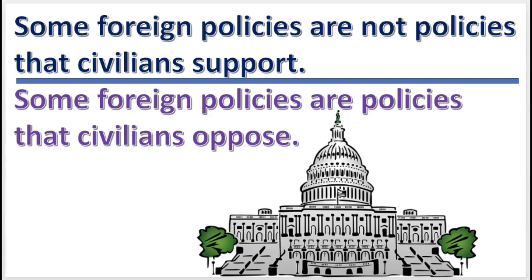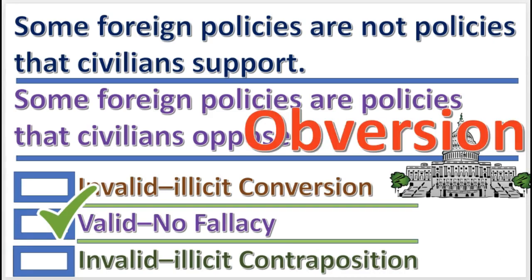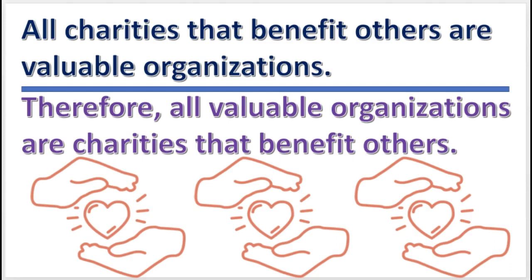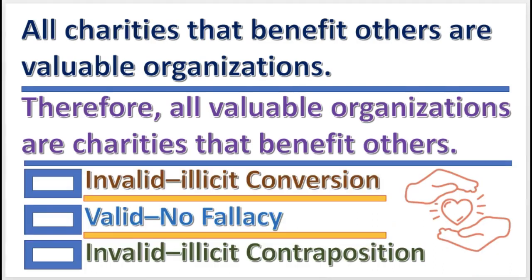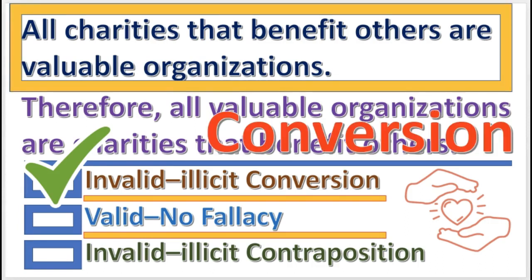Next practice problem. Is this inference valid? If not, what fallacy is committed? Press pause. The answer will appear in 3, 2, 1. Ding! It's valid. The operation was obversion, which gives logically equivalent results for all four categorical propositions. Next practice problem. Is this inference valid? If not, what fallacy is committed? Press pause. The answer will appear in 3, 2, 1. Ding! It's invalid, due to conversion of an A proposition.